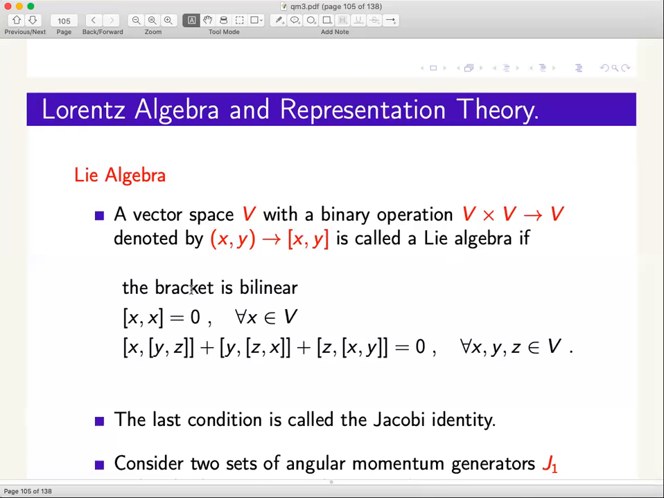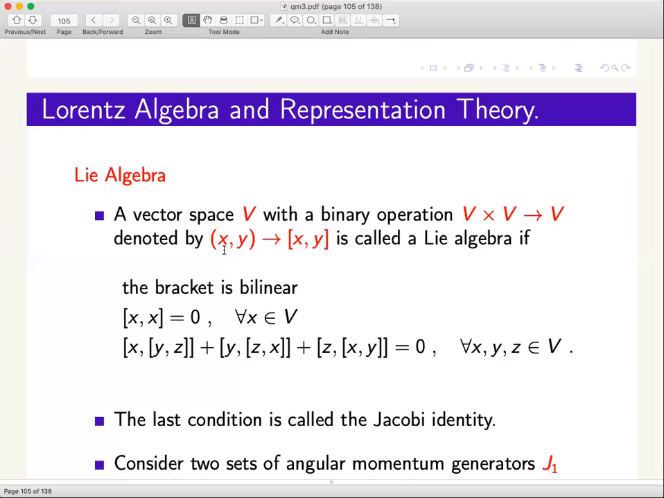First of all, the bracket is bilinear. When you write down this bracket, if you take x going to lambda times x, then the bracket is lambda times the Lie bracket of x and y. If you take y going to, say, sigma times y, then the bracket is sigma times the Lie bracket of x with y. So in that sense, the quantity inside the bracket is linear with respect to both arguments. That's what one means by bilinear.